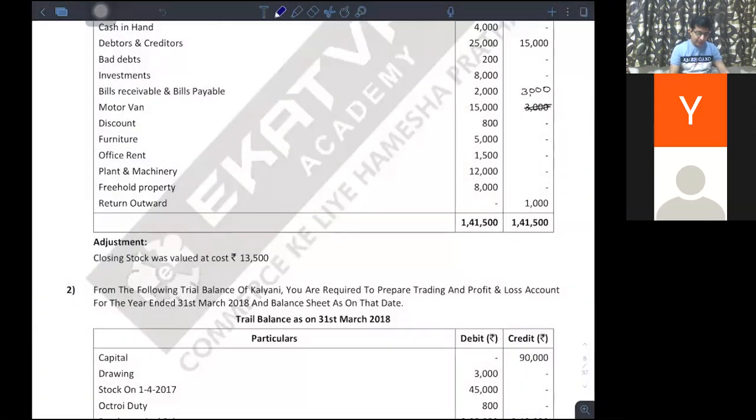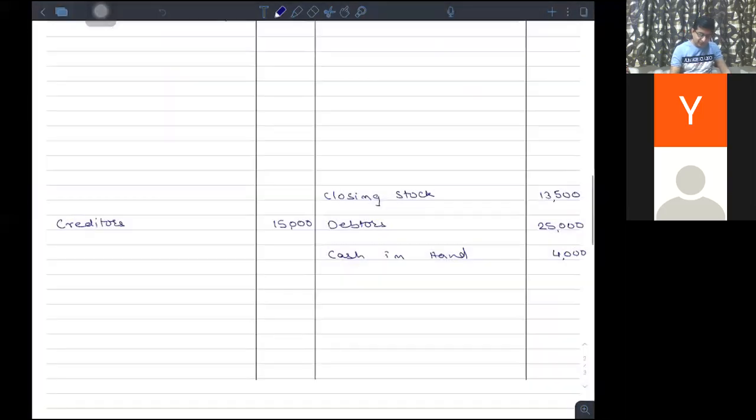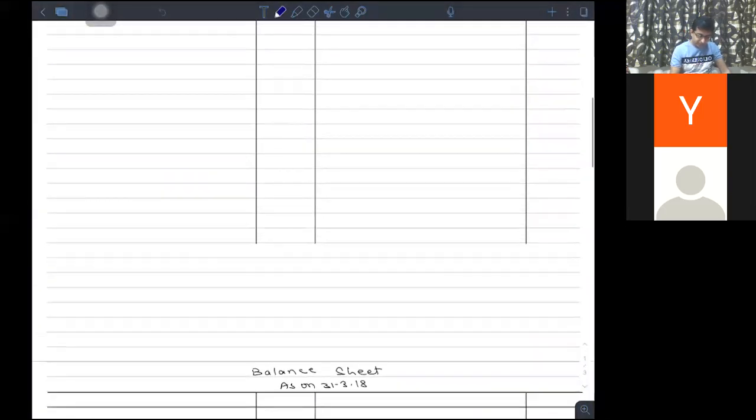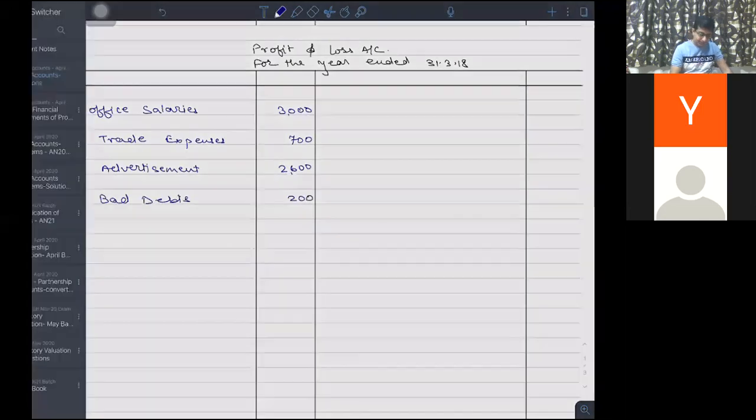The next one, bad debts. Bad debts given in trial balance means those have already been adjusted against the debtors itself. Therefore, into the P&L account, to bad debts, rupees 200.